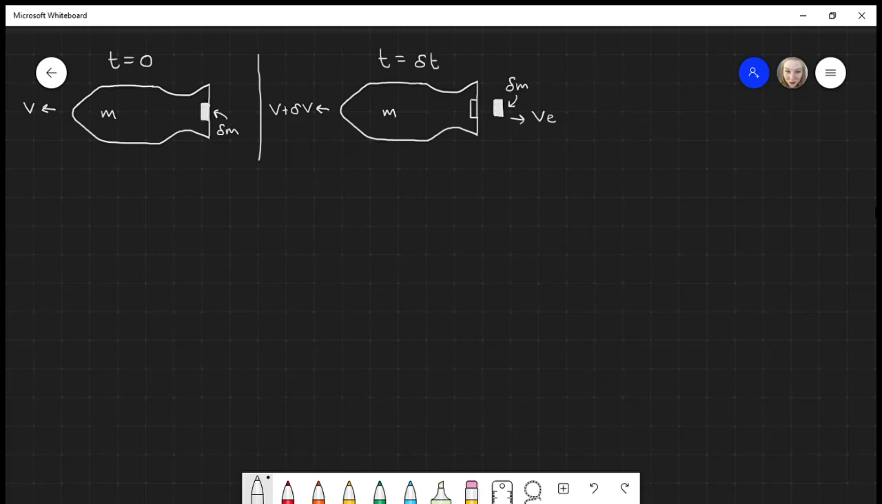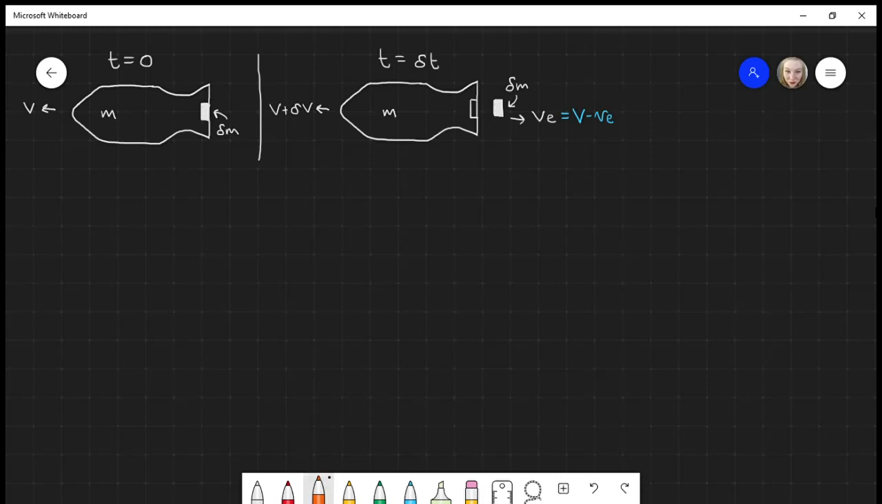Now at a later time, at time delta t, the rocket still has a mass, but you can see that the propellant or the exhaust has been expelled from the rocket, so it's lost mass, and that's been expelled with a velocity ve. I'm just going to write this as v minus the velocity of the exhaust in the rocket's frame. It will come in handy later.